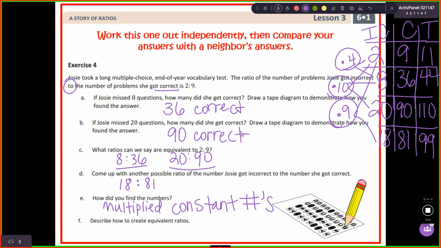But on letter F, describe how to create equivalent ratios. You multiply or divide by constant numbers. And that's all we're going to do on lesson 3.